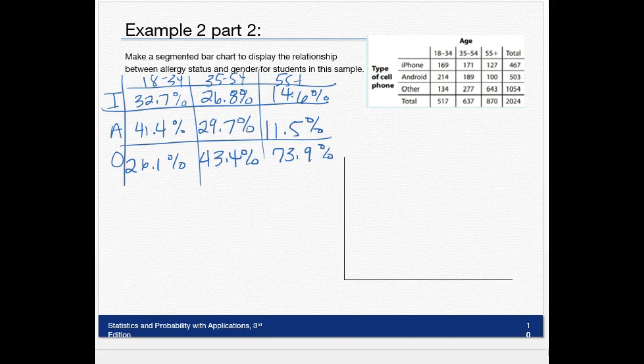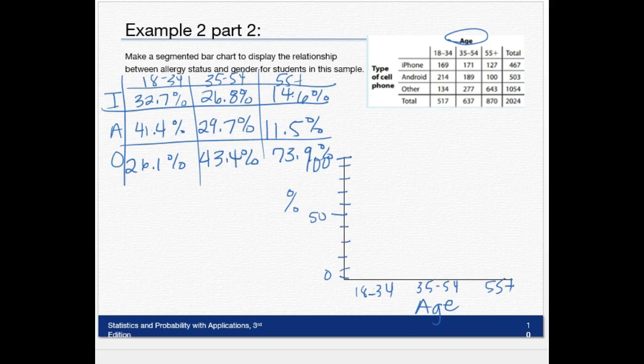Remember, the first thing I need to do is label the explanatory variables. What's my explanatory variable? It's age. So I have 3 groups: 18 through 34, 35 through 54, and then 55 plus. And I can label that generally as age. And these are percentages. So I start at 0, go to 100%, and mark 10, 20, 30, 40, 50, 60, 70, 80, 90.